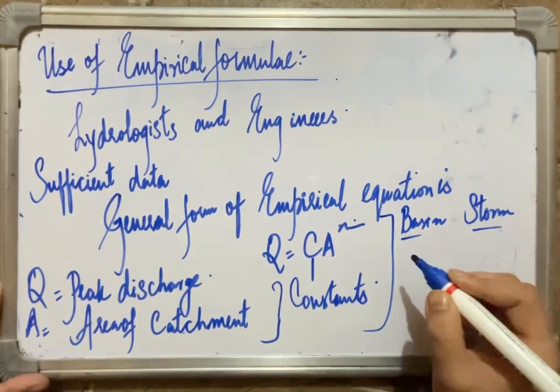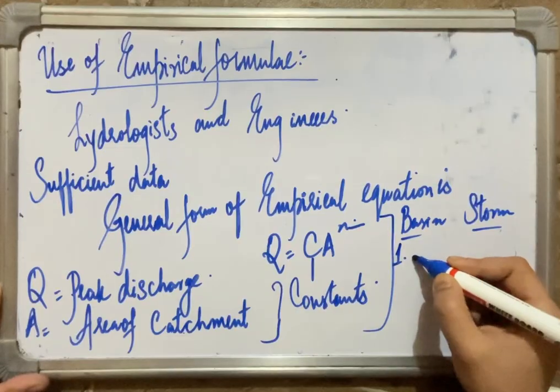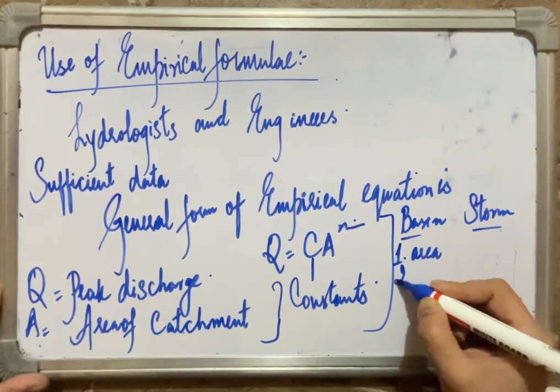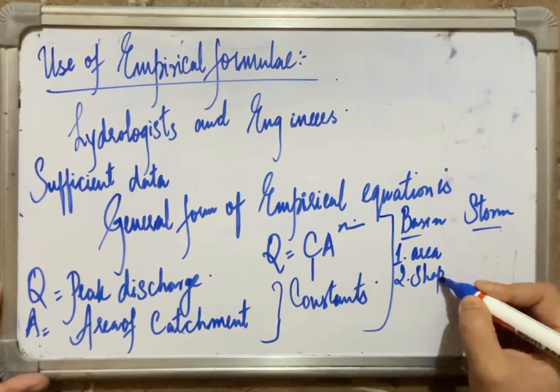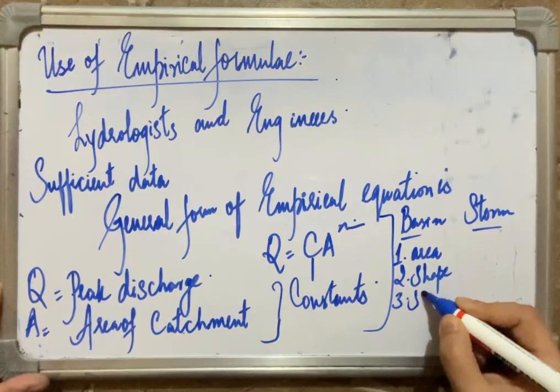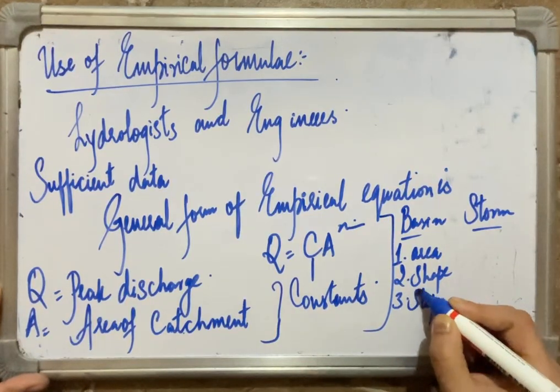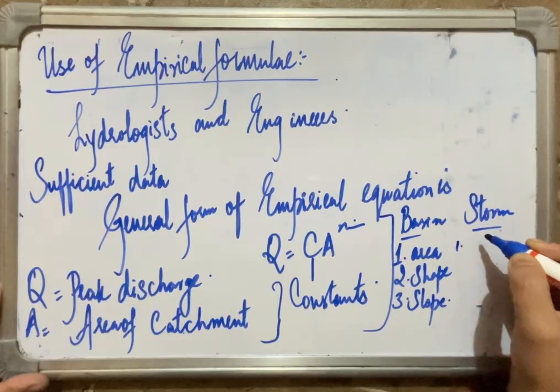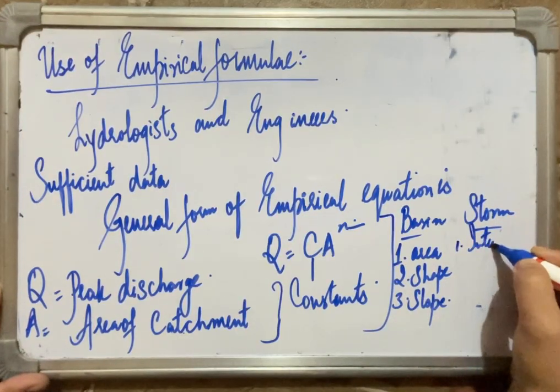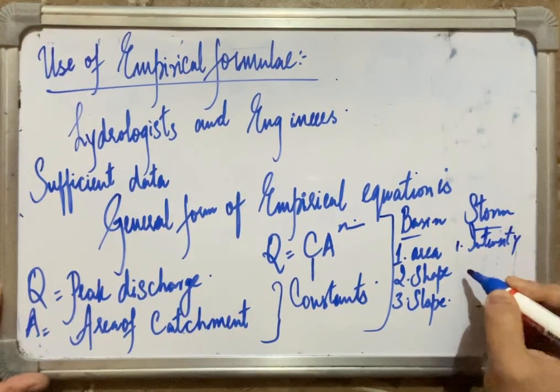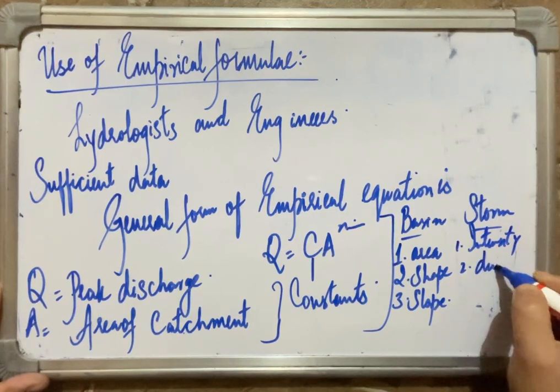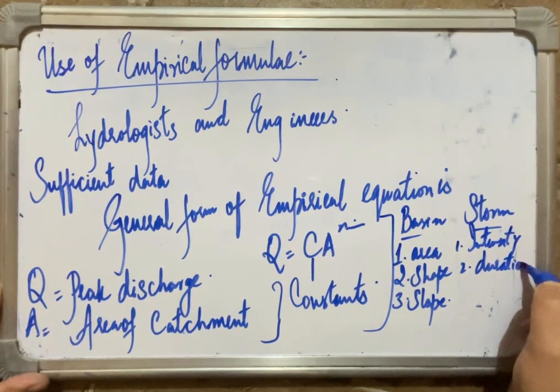In the basin, we take into account the area of that basin, the shape and the slope. And for the storm, the first one is its intensity, the second is its duration, and the third is its distribution.